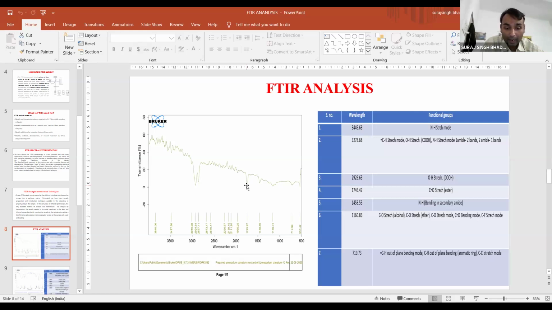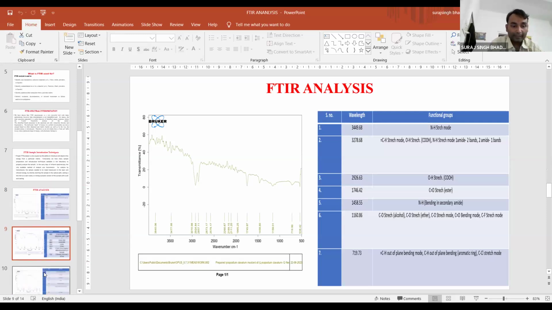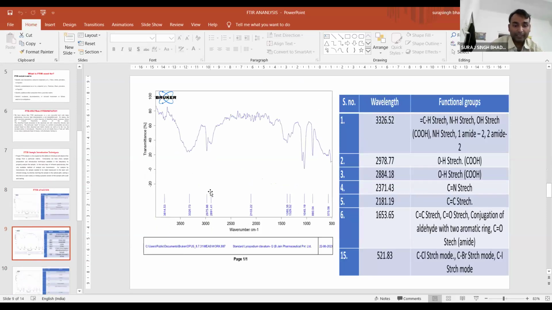Functional groups. Now moving towards the next part, now you can see it is another graphical presentation. It is the FTIR analysis of Lycopodium clavatum mother tincture. Basically, this Lycopodium clavatum is prepared from the spores. And the main active principle of this Lycopodium clavatum mother tincture is ferulic acid.